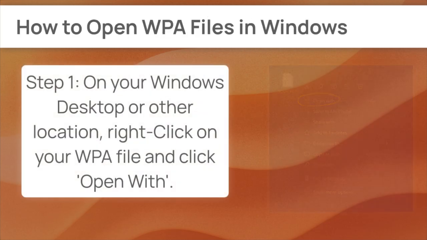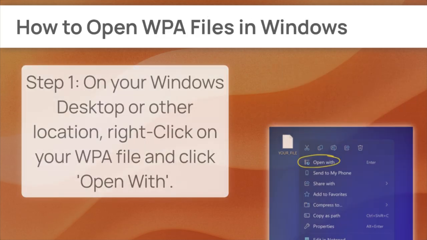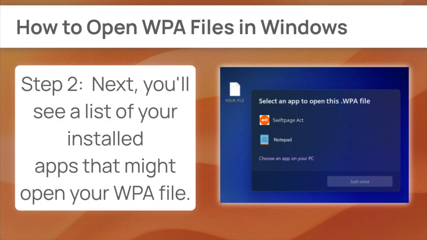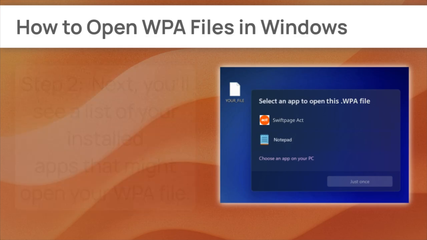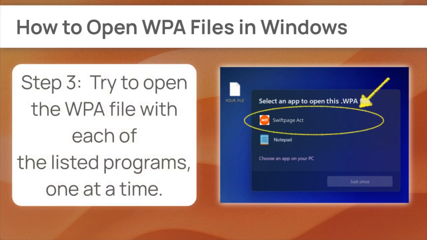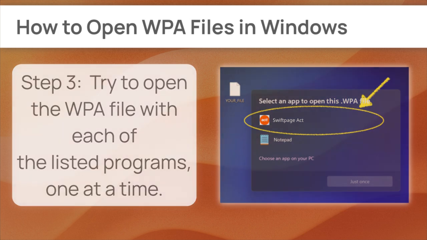Let's verify the file's compatibility against known readers. Right-click the WPA file and select Open With. Test Swiftpage Act if it appears. If not, choose another program. Different software handles the WPA format uniquely.